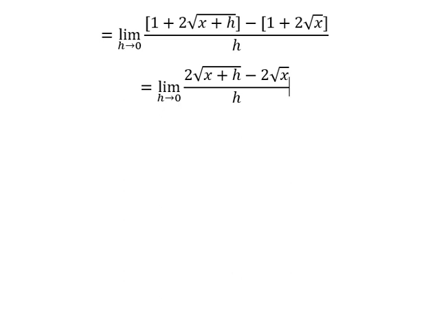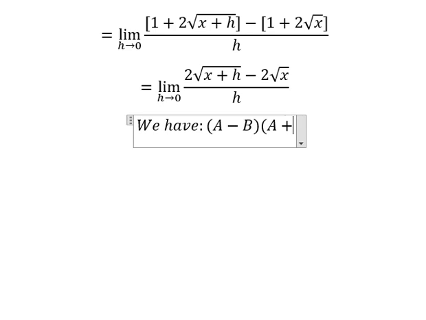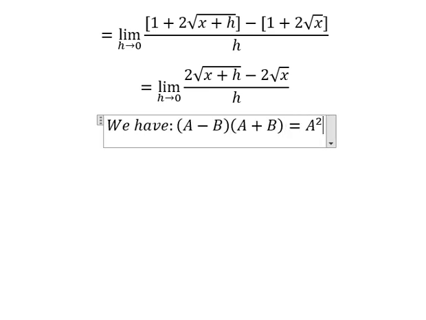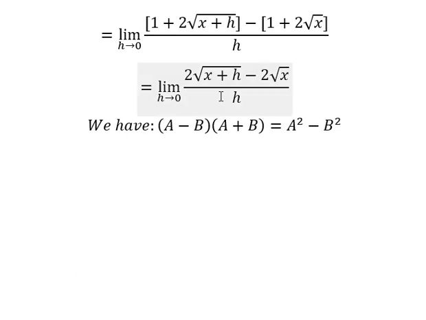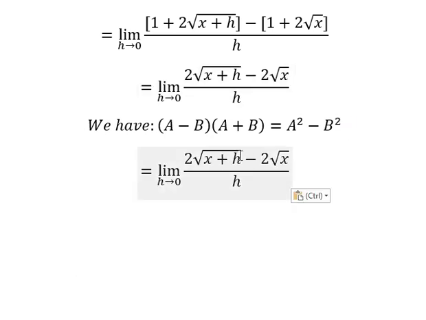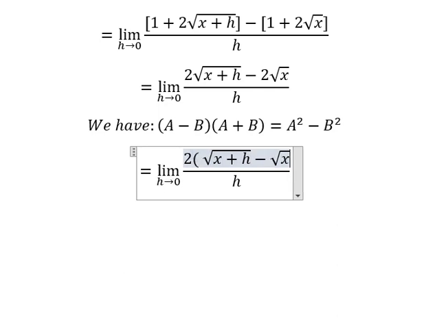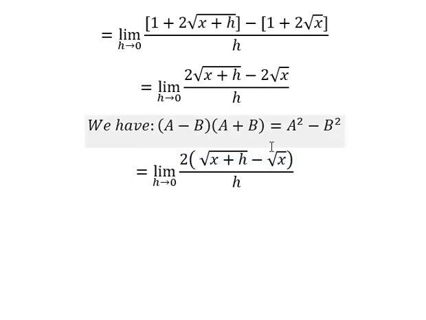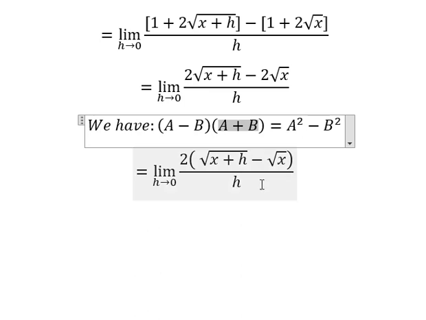Next, we have the formula: a minus b multiplied by a plus b equals a squared minus b squared. And now, number 2 and number 2, we can do factorization. So we want to cancel the square root. So we need to create a squared minus b squared. That means we need to multiply by a plus b on the numerator and denominator.